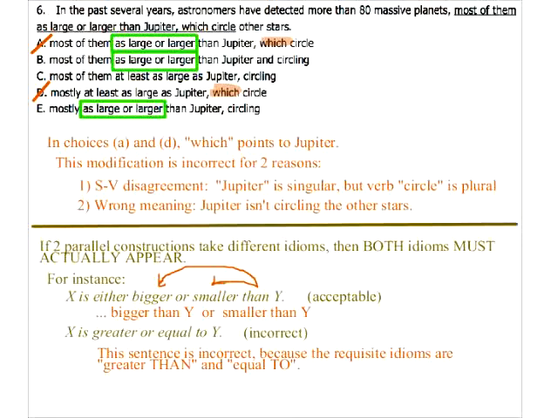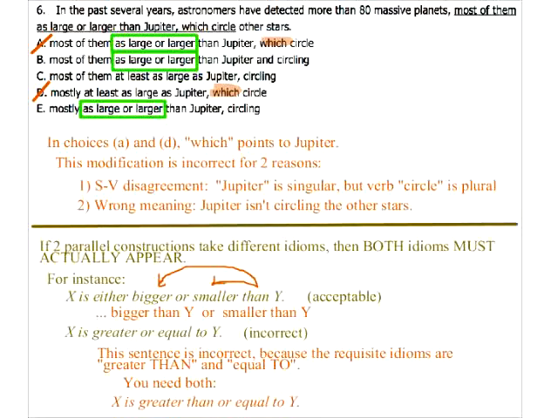So those are not the same as each other. So you can't just say "than" and you can't just say "to." Because if you just put one of those in there, then what you're doing unwittingly is excluding the other one. So in this case, you need both. So you would have to actually say X is greater than or equal to Y.